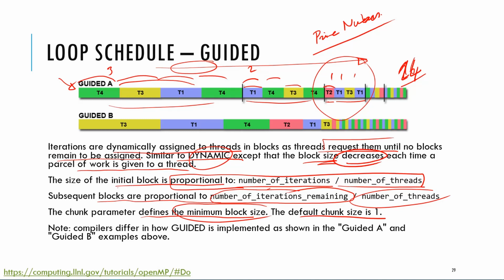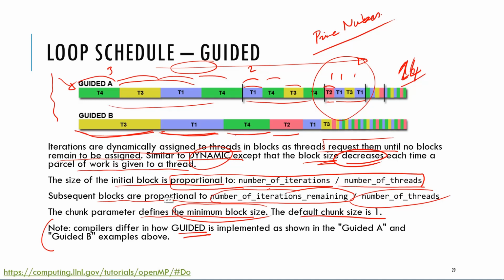Note that compilers differ in how guided scheduling is implemented, as shown in guided A and B above, because with guided B, the chunks are already predefined and assigned to different threads, okay, and they are not of equal size at any moment. So from the beginning, the chunks that are associated to each thread are of different size and are gradually decreasing all the way, okay.